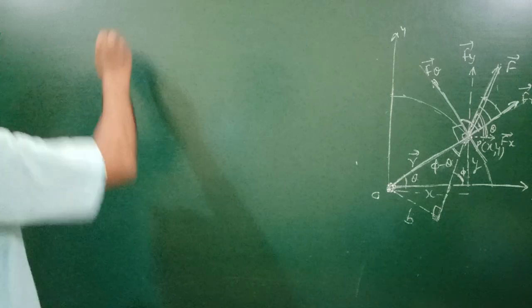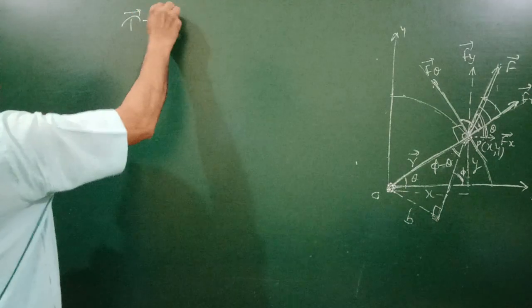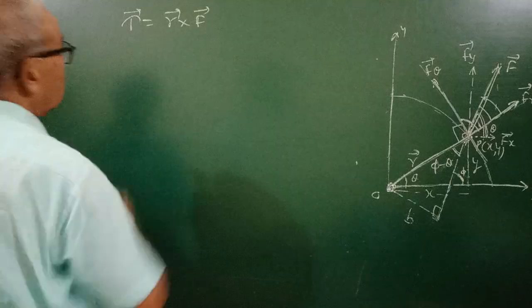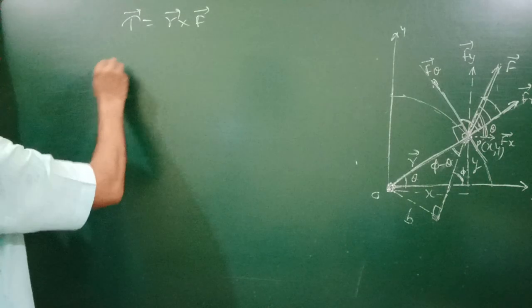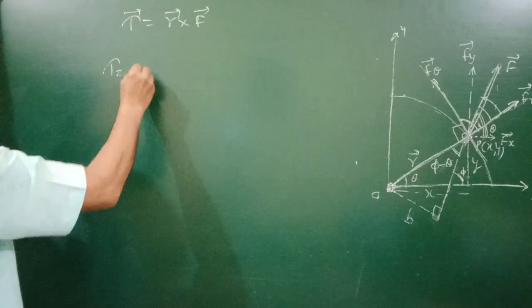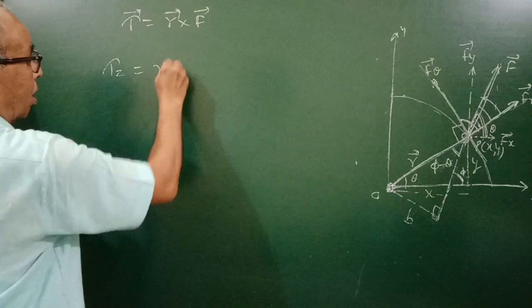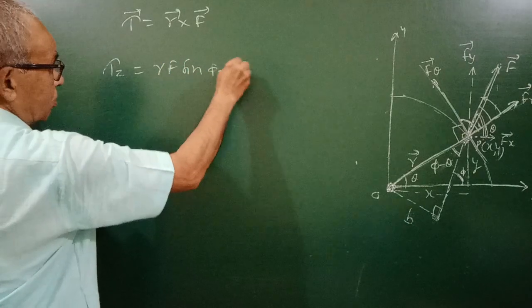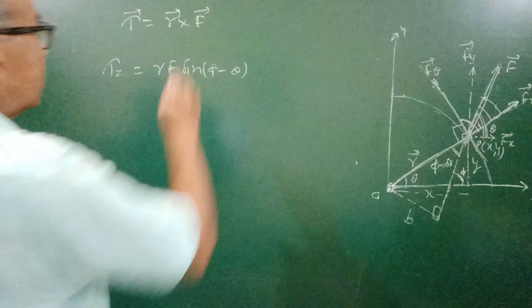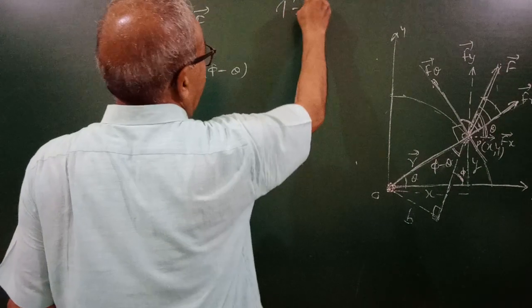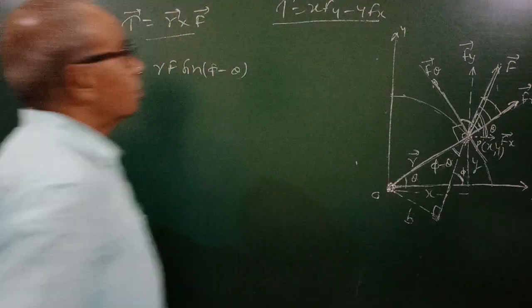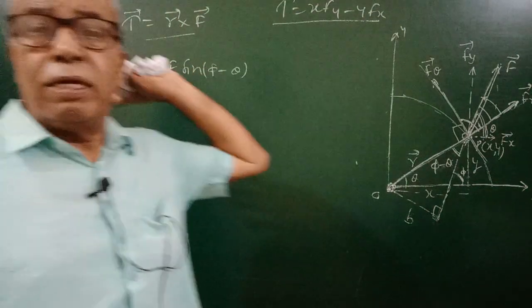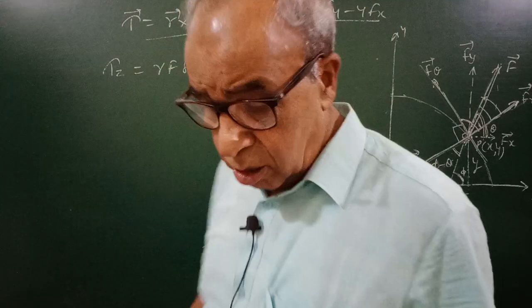Okay. So this torque here, अभी जो हमने कहा, torque in this figure is R cross F. This direction of torque is along Z direction. We can write tau z also equal to R F sin(phi minus theta). We derive this from tau equal to x Fy minus y Fx. All these derivations are obtained from this equation.